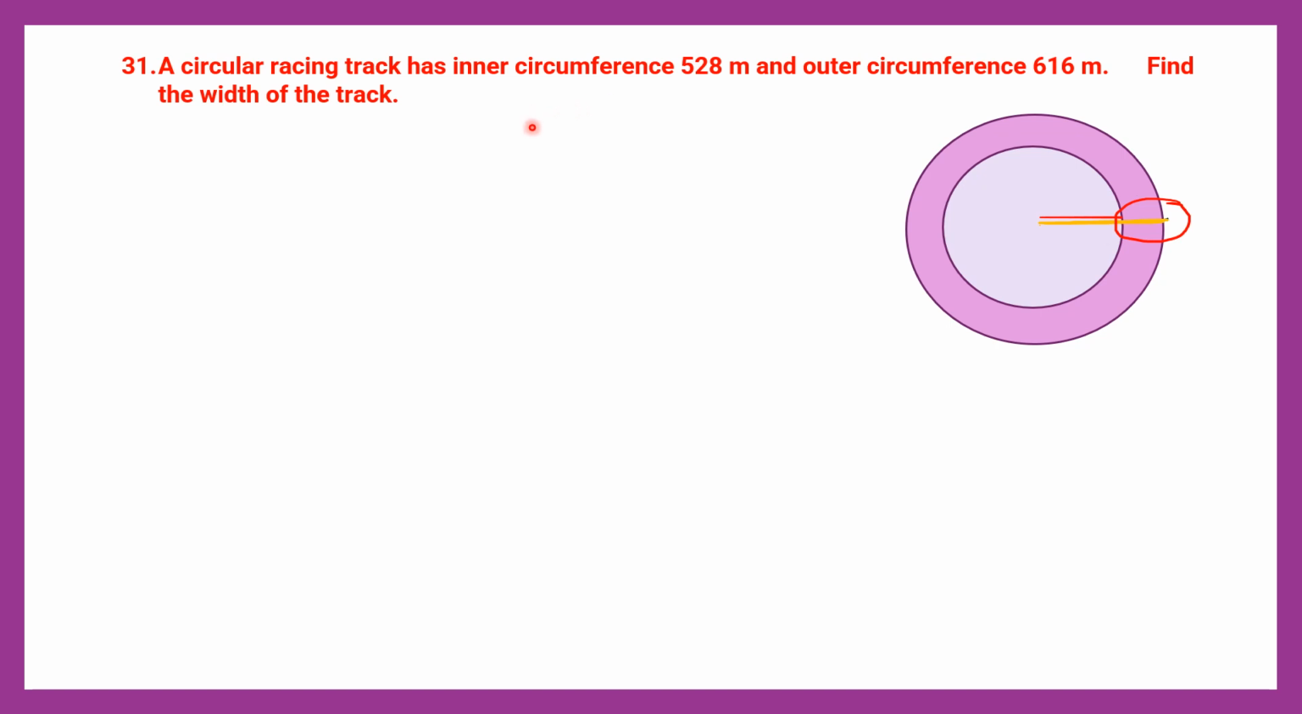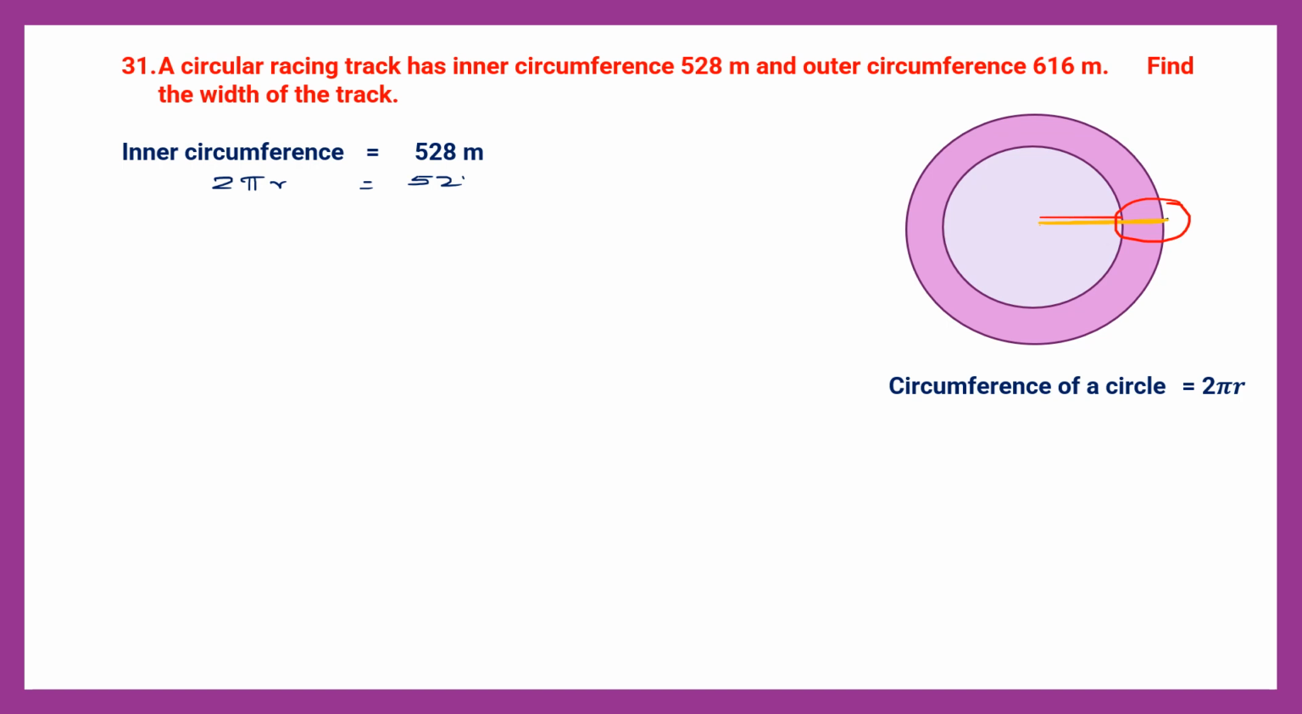So let's begin by saying the inner circumference is 528 meters. Now, what is the formula to find the inner circumference of a circle because we need to get the radius. So we have to use the formula for circumference. And the formula is 2 pi r. So we're going to use this formula. That means 2 pi r is equal to 528 meters. So to find r alone, we're going to write this as an equation. This will become 2 into pi, which is 22 by 7, into r is equal to 528 meters.